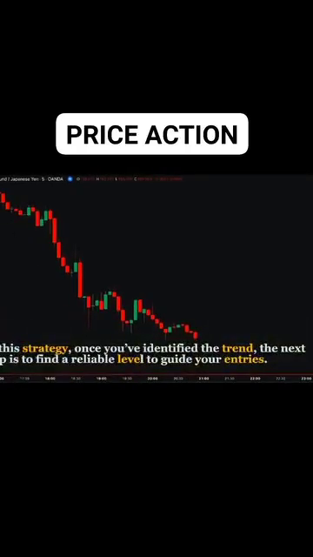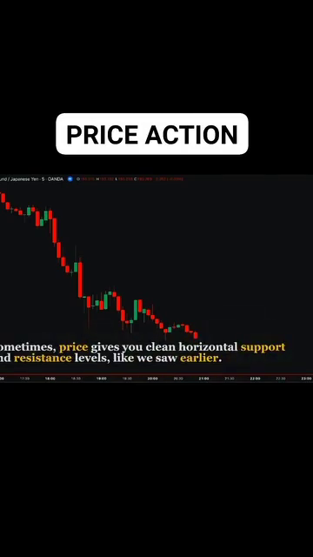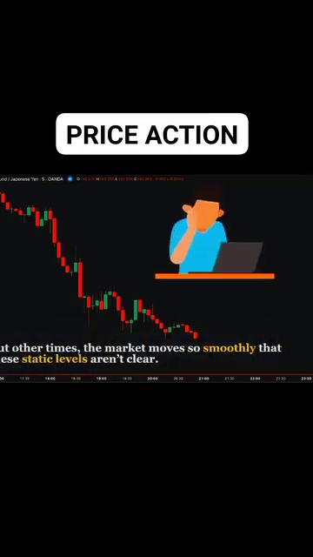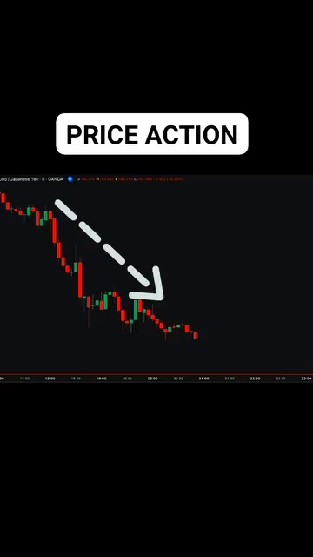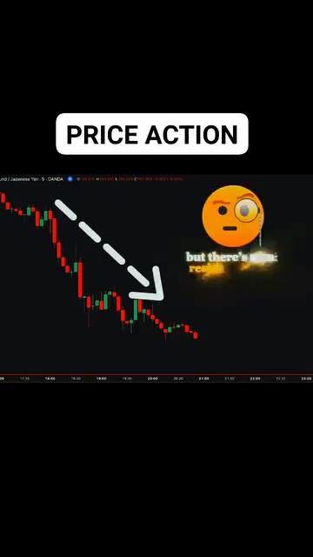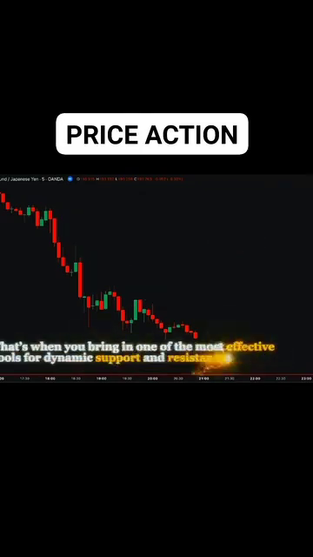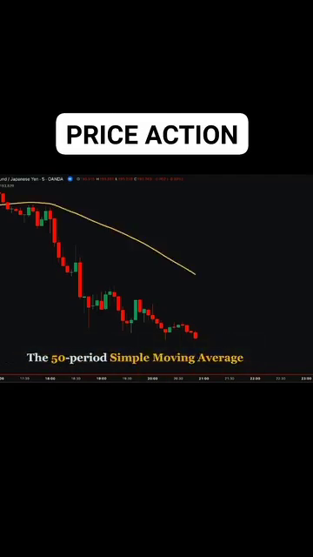In this strategy, once you've identified the trend, the next step is to find a reliable level to guide your entries. Sometimes price gives you clean horizontal support and resistance levels, like we saw earlier. But other times the market moves so smoothly that these static levels aren't clear. In this example, the market is clearly in a downtrend, but there's no obvious resistance level to mark the end of the pullback and the start of a new impulsive move. That's when you bring in one of the most effective tools for dynamic support and resistance, the 50-period simple moving average. Look at what happened next.